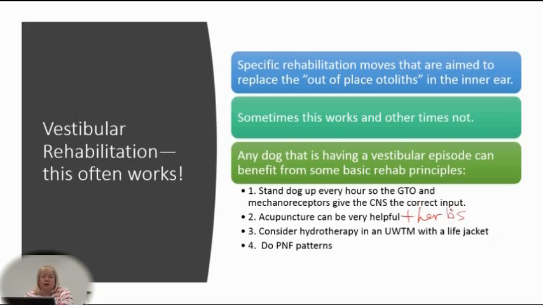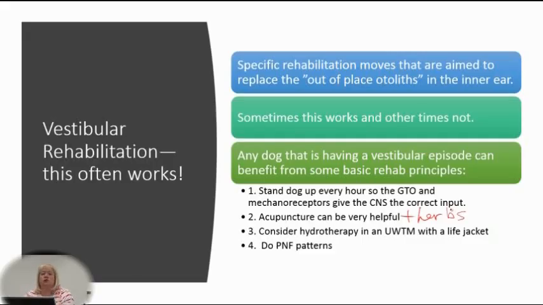So if you have a dog who is quite heavy and your staff is having a hard time holding the dog up, I usually put them in my underwater treadmill. I don't move the treadmill. I put a life jacket on the dog, and we stand there in the treadmill with the dog for 5 minutes, for 10 minutes, so that we want them to be standing and getting the input from the feet into the nervous system.